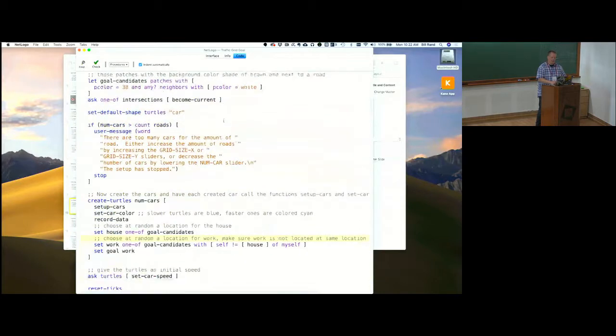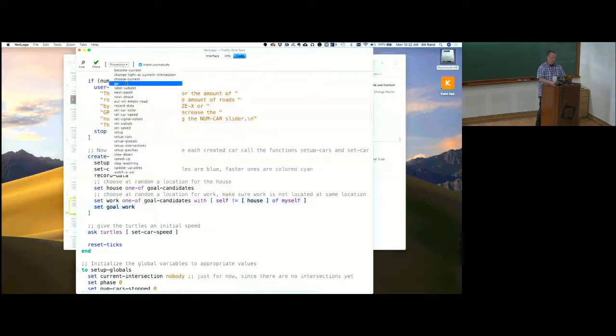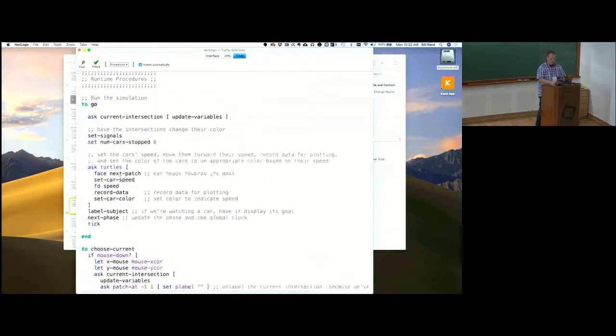So they're going to choose a workplace that's next to a road and a house that's next to a road. And they're all randomly chosen, but you could think about setting them up to be specifically chosen. And one other small thing is that their work can't be at their house. We're assuming they don't work from home in this case. Okay. And then what happens, if you look at the Go routine, is they're going to identify the next patch that is closest to the goal, and they're going to head in that direction. And then they're going to move forward, and they have to obey all the rules of not running into other cars and stopping at the stoplights and everything like that. But that's essentially what they're going to do.